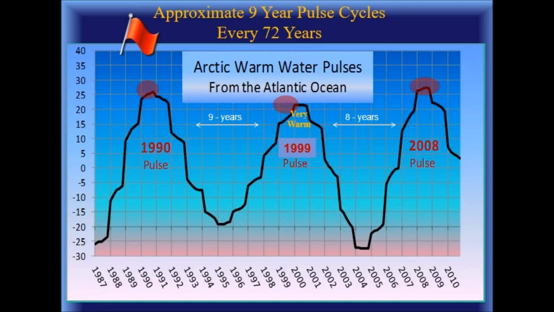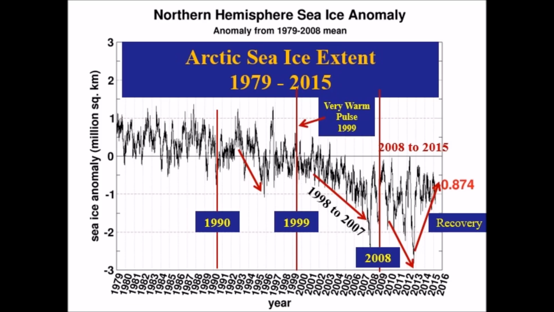This is on a 9-year pulse cycle. We noticed a 1990 pulse, 1999 pulse, 2008 pulse. The one that's supposed to occur last year and this year was not warm at all. It was cold. So it was expected that there'd be more sea ice, more growth in sea ice, based on the 72-year cycle, which can also be traced back to longer cycles in itself. No magic, just repeating cycles.